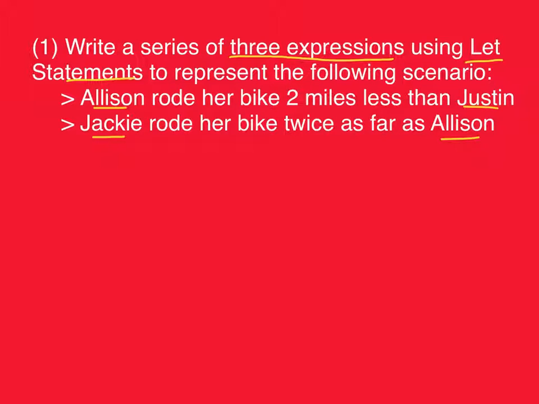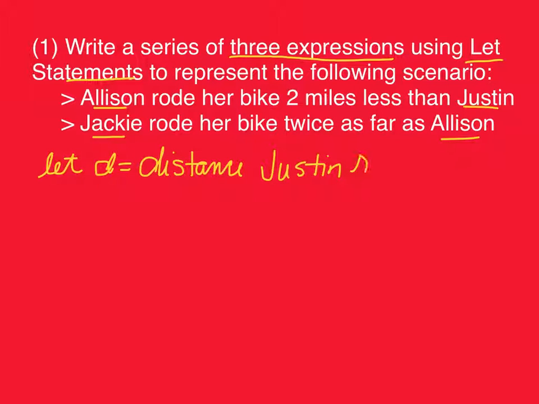So our first let statement is going to say let, and we choose a variable. It can be anything. I'm going to choose D for this one. Let me fix that so it looks better. Sometimes writing with a stylus doesn't work out so well. So let D equal the distance that Justin rode his bike.